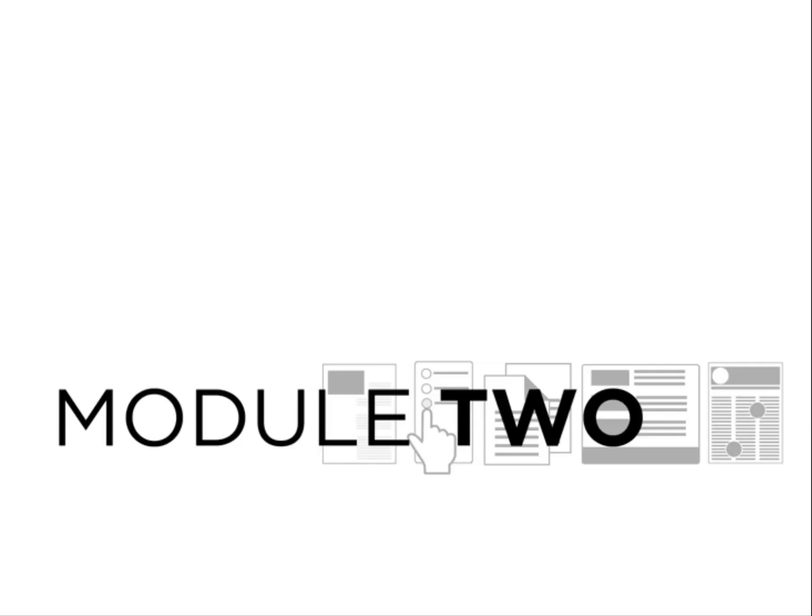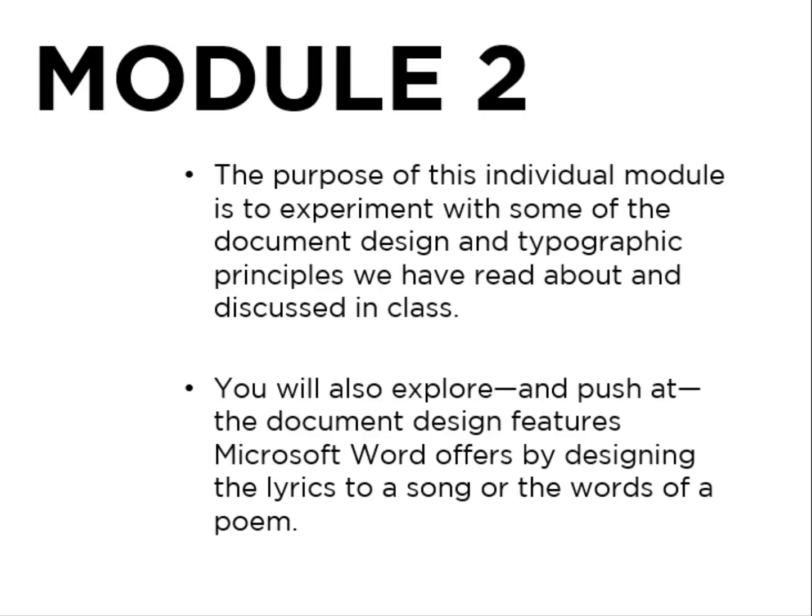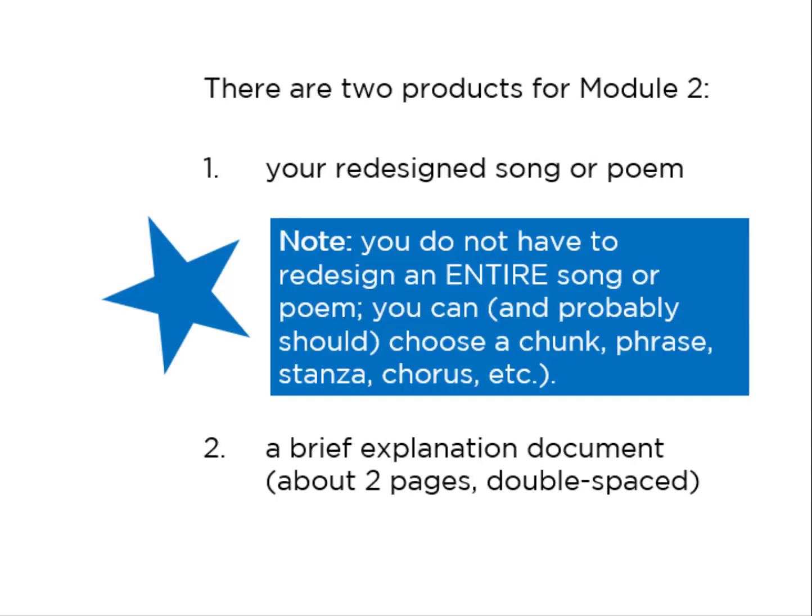For Module 2, we're going to work with text and typography in Microsoft Word. The purpose of Module 2 is to allow us to play around with some of the design and typographic principles we've read about and learn more about Word as a design tool. There are two products for Module 2, your design work and a brief explanatory document where you talk specifically about the design principles you put to use in creating your design.